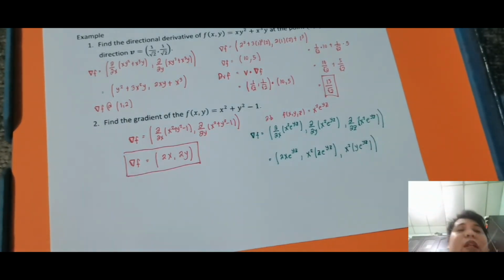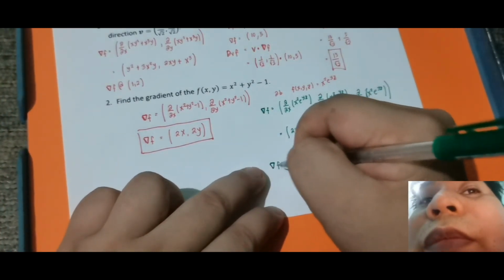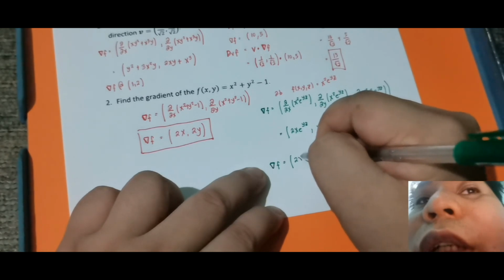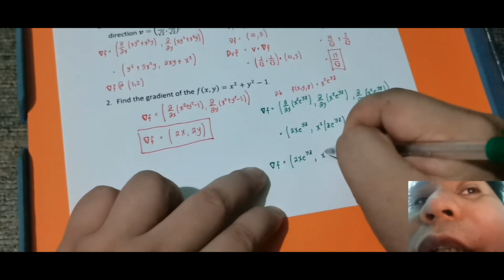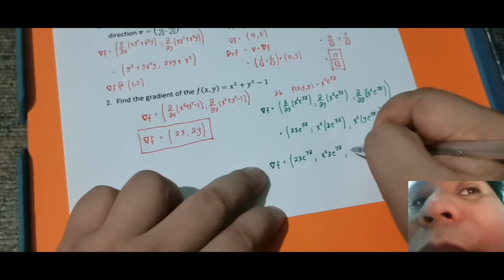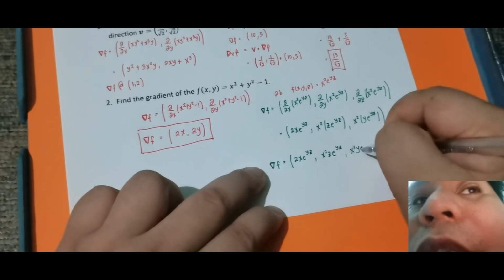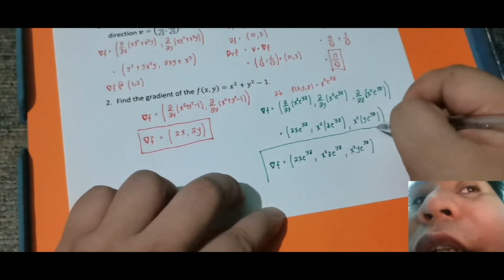Now let's simplify further. So the del of f, or the gradient of f, is just equal to 2x e raised to yz, comma, x squared z e raised to yz, comma, x squared y e raised to yz. So therefore, this is its gradient.